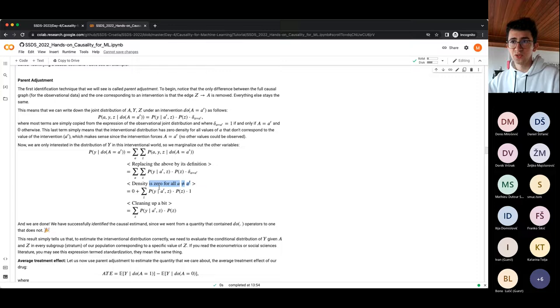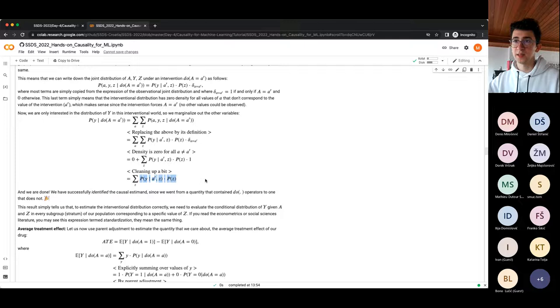And then if you clean up a bit, you end up with this, which does not contain any do anymore, which tells you that it's an L1, right? A layer one, an association level query. So you have successfully identified now the causal estimate. And you remember also from Causality for Machine Learning 1, we had the talk about the do calculus and how its complete set of rules allows us to get the estimates. Well, we didn't do calculus here, but we did parent adjustment, right? Which is one of the predecessors to the do calculus.